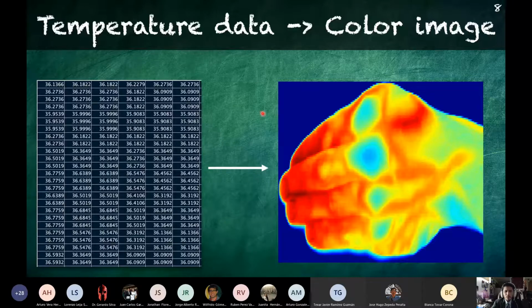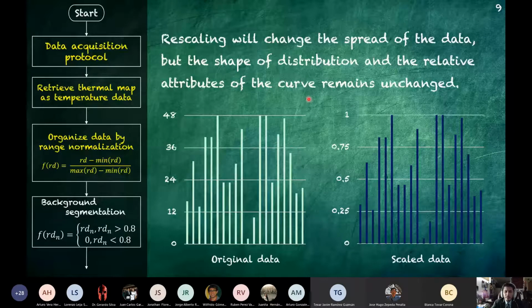Given this definition, before we interpret this data, we have processed it. The first stage was to organize the data by range normalization. It is possible to rescale the amplitude of the data, but the shape of the distribution and the attributes will remain the same. For example, we have original data that has a scale of 0 to 48. Then after the range normalization, we can observe that the scale goes from 0 to 1.